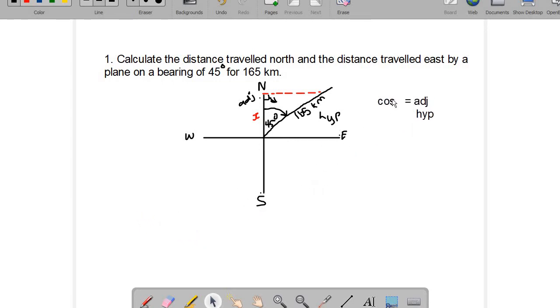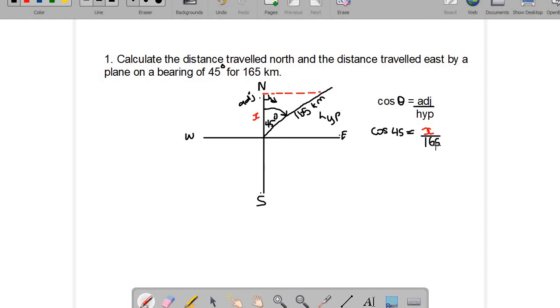Alright, I'm just going to put this on the side here. Okay, so we know that this is the trig ratio we're going to use, and we're going to go ahead and fill in that information. So we know our adjacent side is x. Our angle would be 45, so I'm going to put cos 45 is equal to x over the hypotenuse, which would be 165. And I'll put back my units later on, so I'll leave out the kilometers for now.